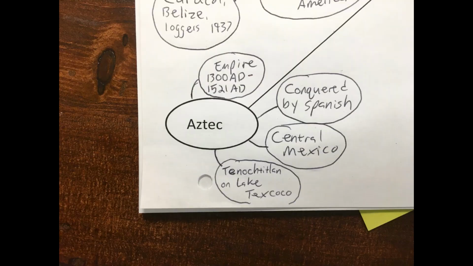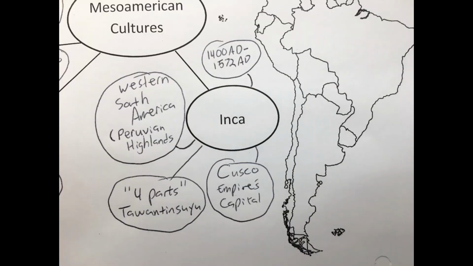As we get to the Aztec, again, same thing. This is when we get the Spanish conquering and colonial period. Capital city Tenochtitlan on Lake Texcoco. And then lastly, the Incan Empire, where I mentioned several things, including their original name, which would be in the Incan language, Tawantinsuyu, or 4 parts. And then I mentioned their capital city of Cusco.